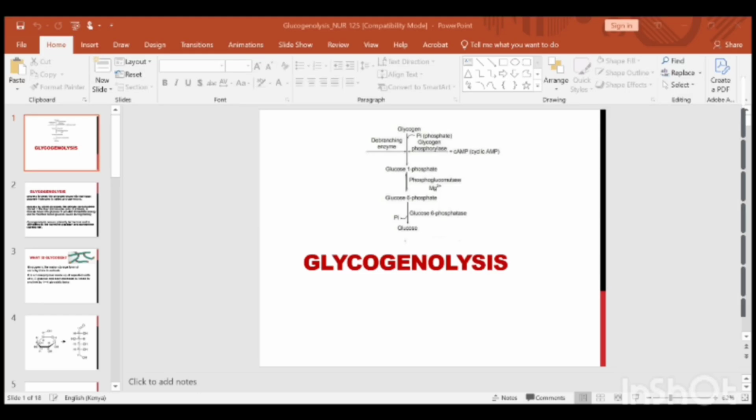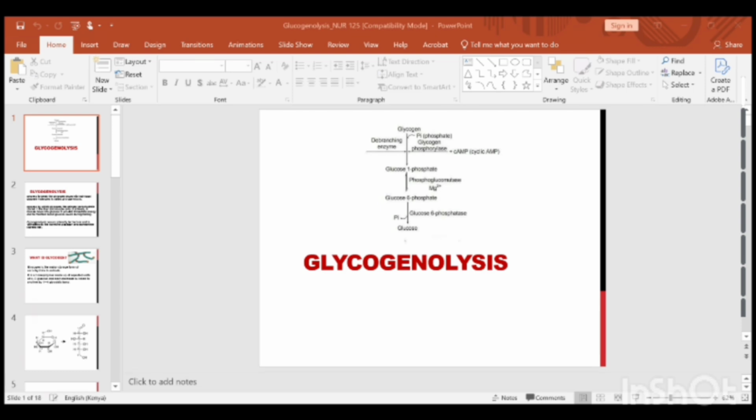We've looked at glycolysis. After glycolysis, of course, we've also looked at the Rapoport-Luebering pathway. The other pathway was the Krebs cycle. Then from the Krebs cycle, we looked at gluconeogenesis, and in gluconeogenesis, we saw that we have two other small pathways: the Cori cycle, as well as the glucose-alanine cycle.